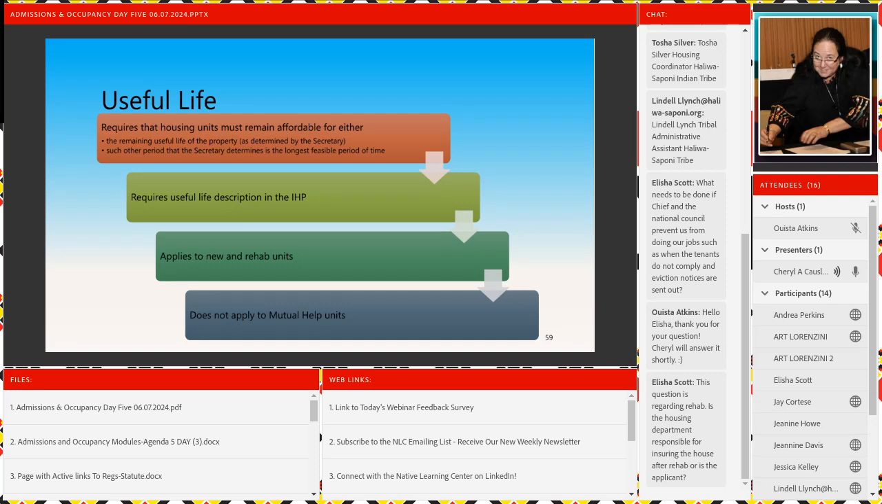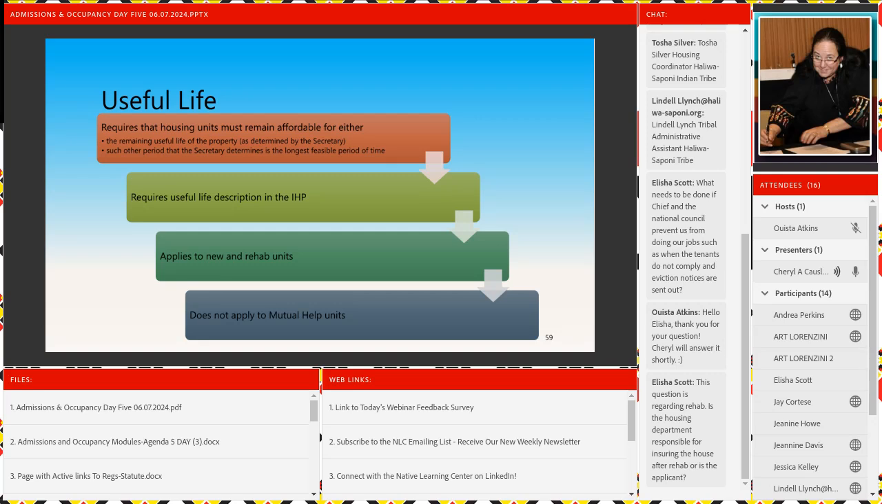Anytime basically you're utilizing those NAHASDA funds on a home, it requires useful life provisions. So somebody within your housing entity has to pay attention and enforce useful life. It does not apply to mutual help units. And this is an iffy point, okay? Mutual help that was pre-NAHASDA, so 1937 Act money, and the units that came with the subsidy, does not apply for useful life.